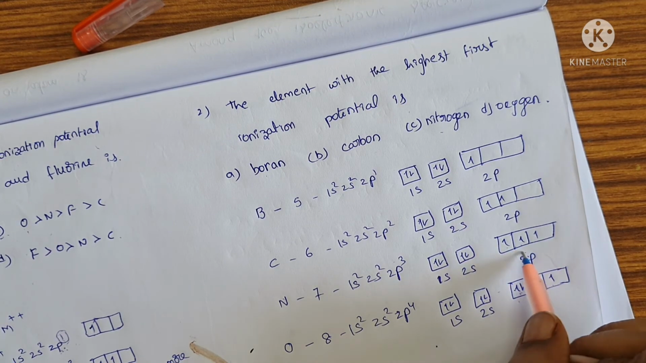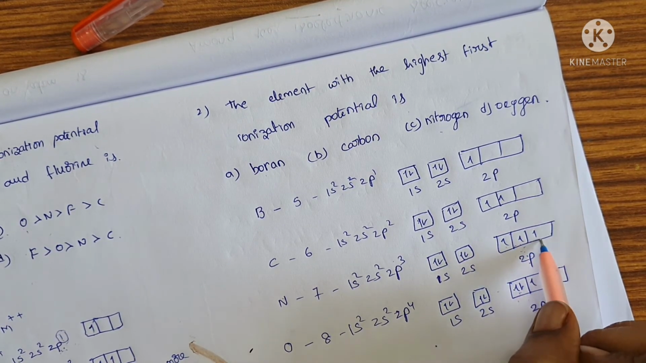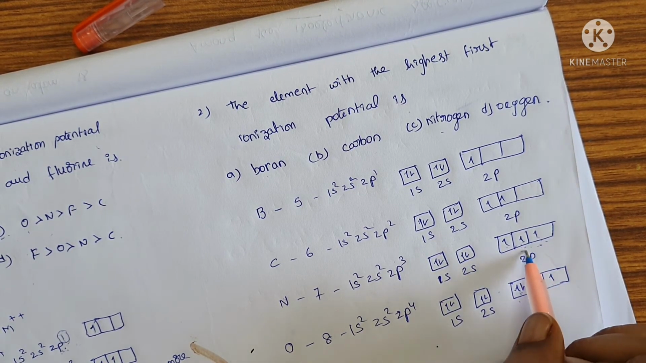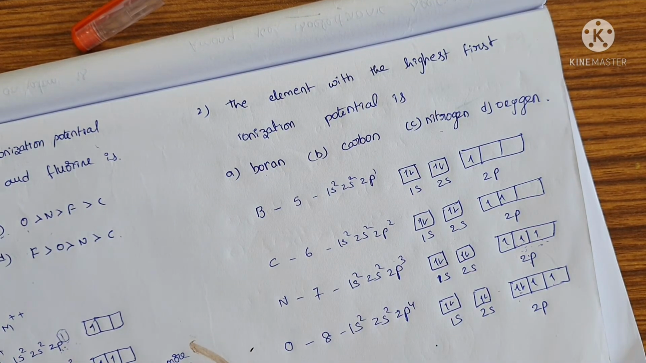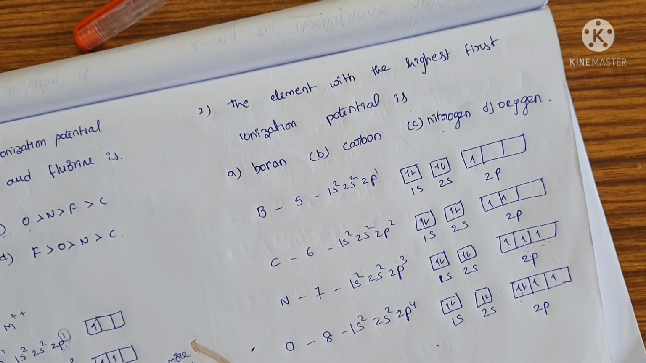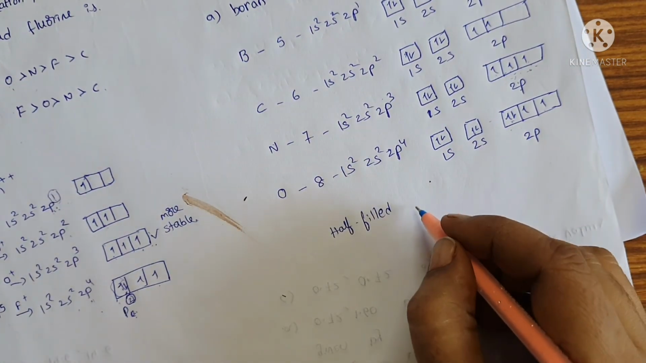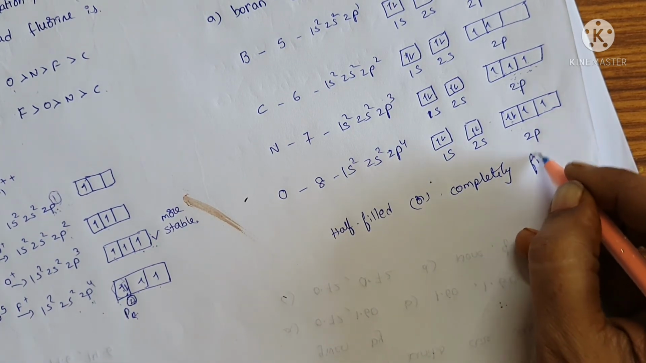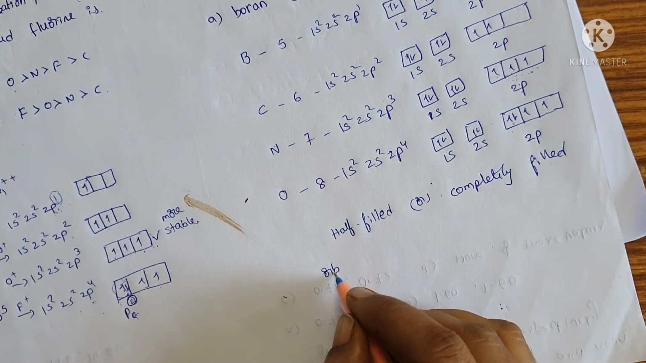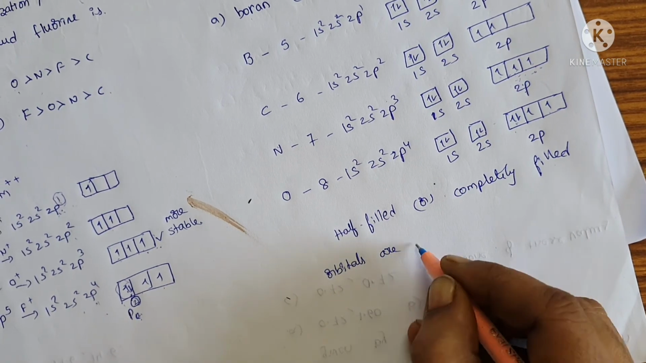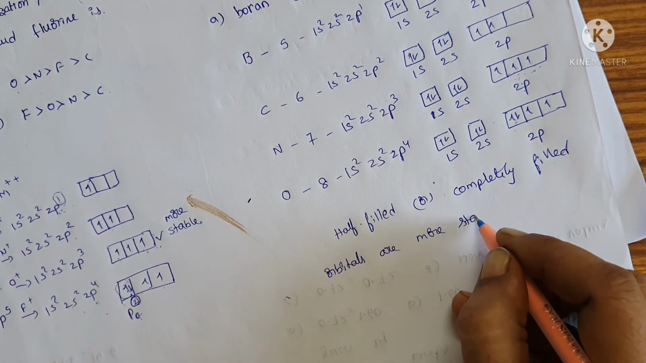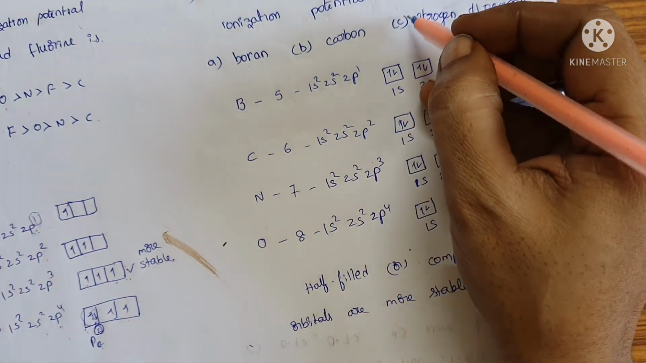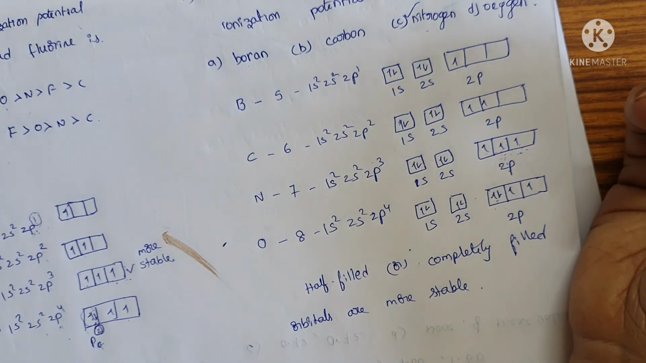But in nitrogen, the 2p suborbitals are half filled with electrons, so it is more stable, because half filled or completely filled orbitals are more stable. So based on this, nitrogen has the higher first ionization potential.